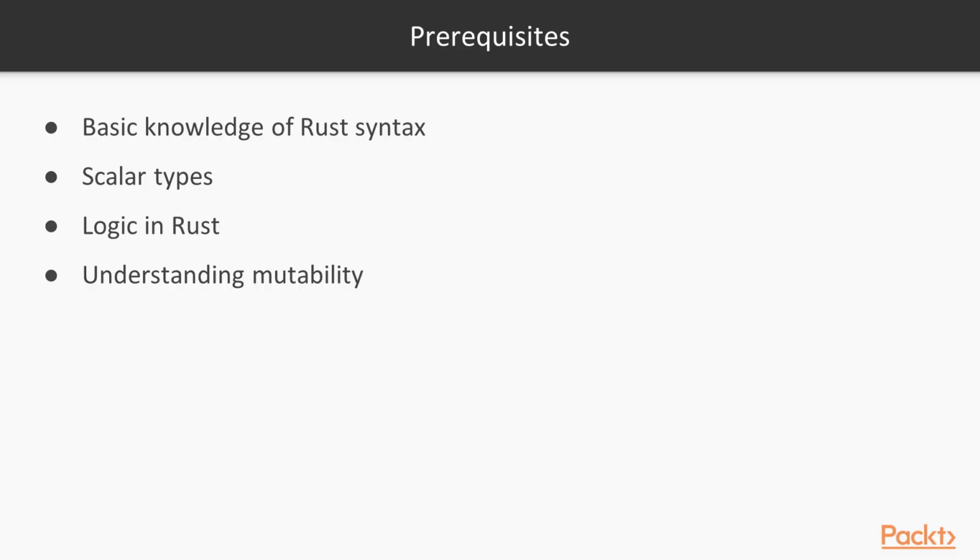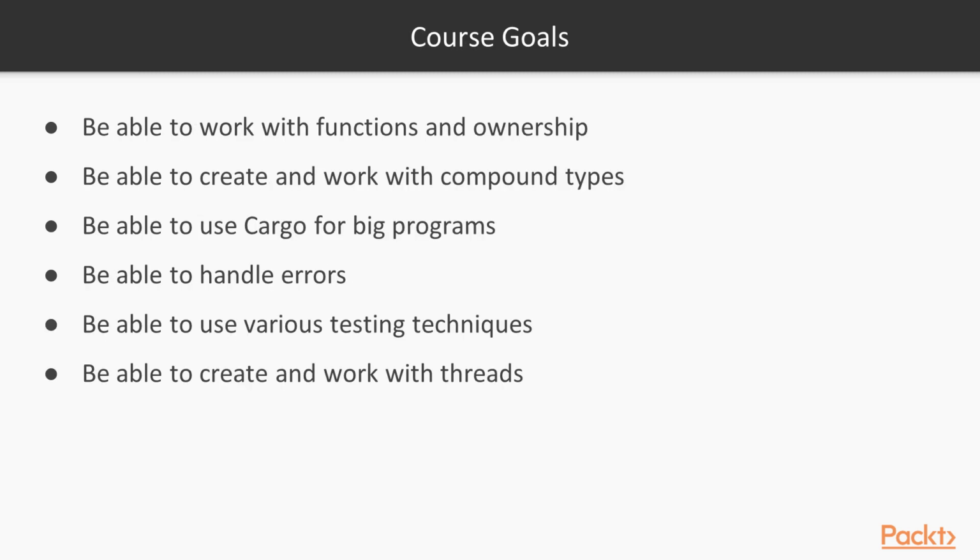The prerequisites of this course are the basic knowledge of Rust syntax, understanding scalar types, understanding logic in Rust, and understanding mutability. The course goals are for you to be able to work with functions and ownership, create and work with compound types, use cargo for big projects, and be able to handle errors and use various testing techniques and create and work with threads.